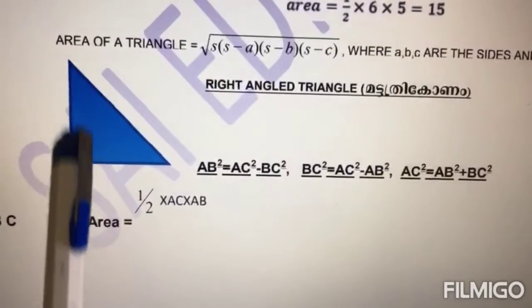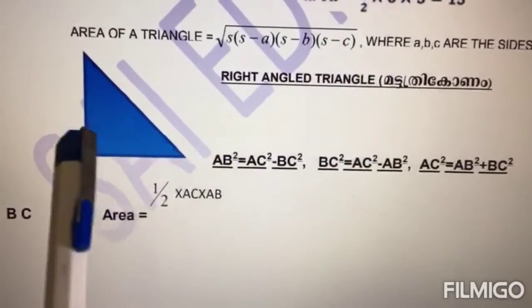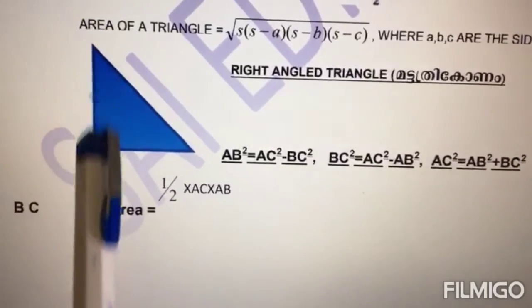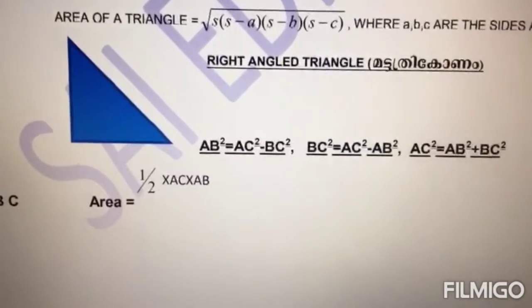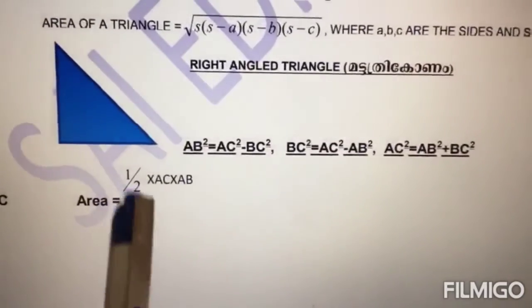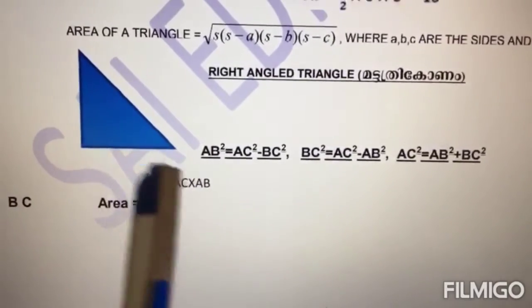The height would be this. One side of the triangle which is perpendicular to the base is the height. We don't have to draw a separate line like we did in the first case. Also, we apply a theorem called Pythagoras theorem, which is applicable only to right angled triangles. What does that theorem say?